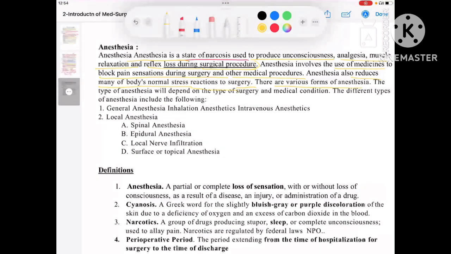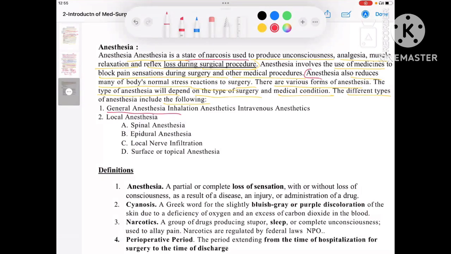There are various forms of anesthesia. The type of anesthesia will depend on the type of surgery and the medical condition. Different types of anesthesia will be there. The anesthesia will reduce the body's normal stress reactions to the surgery. It will reduce the pain and reduce the body's normal stress. So let's see the types of anesthesia.